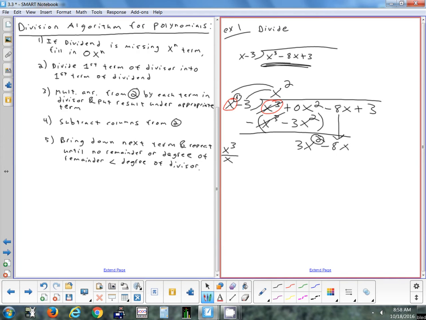All right, so the next thing we're going to do is divide x into 3x squared. It's off to the side. Just write down what I'm going to do. And Sam, what do you get if you divide x into 3x squared?